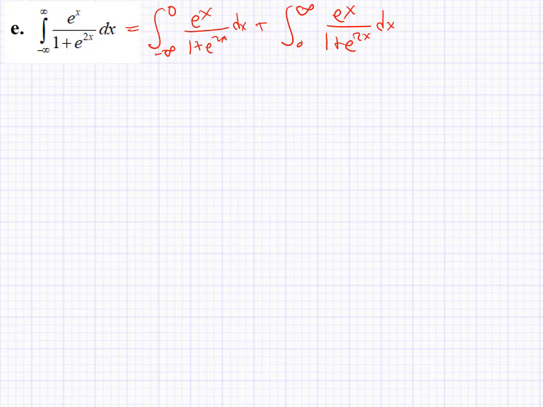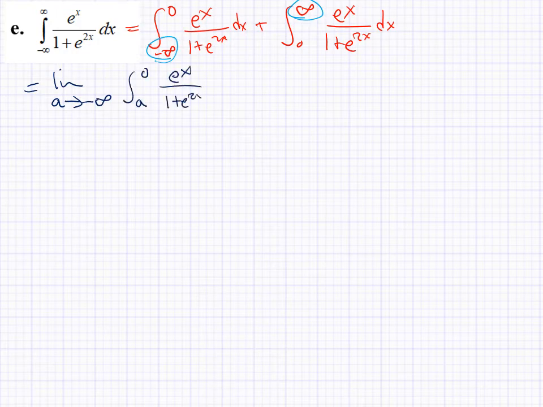All right, so the first one has an infinity on the bottom limit. That's an issue. The second one has an infinity on the upper limit. So I'm going to have to do 2 different limits here. So first one, I'm going to do the limit as a approaches negative infinity of the integral from a to 0 of e to the x over 1 plus e to the 2x dx.